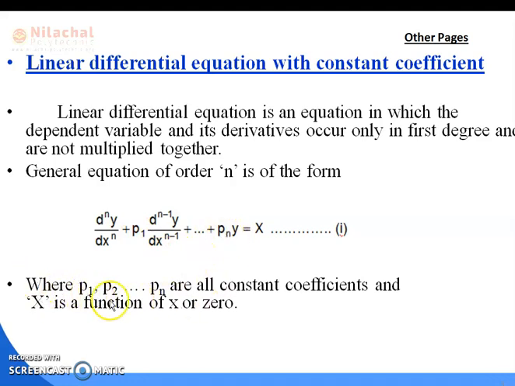Here I am writing that p1 up to pn are all constant coefficients, and capital X is a function of x or 0. Your right hand side is capital X, which is a function of x, for example sin x, e to the power 2x, or it may be equal to 0. Clear? So this is the general equation of the nth order linear differential equation.